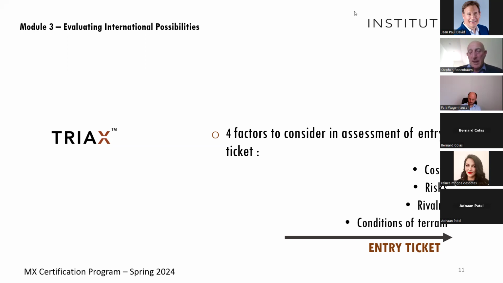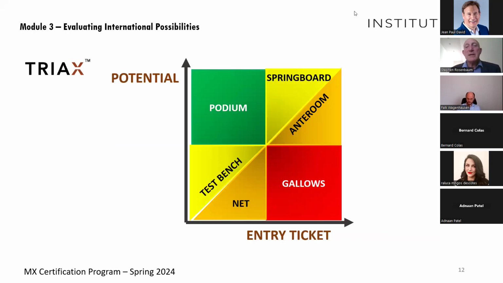business. So then what we're doing here is just simply putting them, if you can imagine, going from 0 to 10 on the y-axis, 0 to 10 on the entry axis, entry ticket, and then we can begin to divide them into these quadrants here. Now, obviously, if the risks are very, very low and the potential is very high, that's the podium. And conversely, if the risks are very high but the potential is very low, that's the gallows.